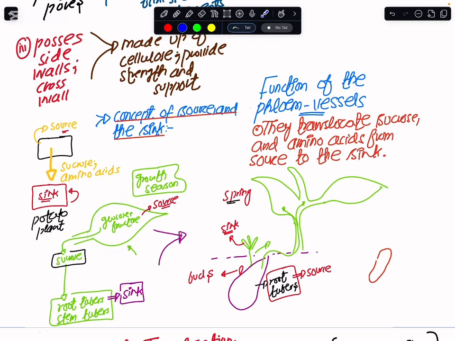So the idea simply is that the part of the plant from where we would move the sucrose and the amino acid away would act as a source, and the point to which we would be depositing the sucrose, or storing the sucrose in the form of starch, that part of the plant would become a sink.